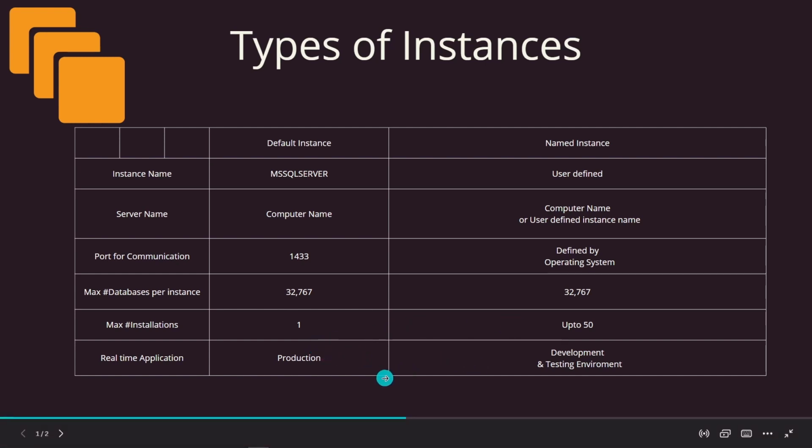So what are the applications across both, right? Your default instance is used generally for production purposes, and the named one is used for development and testing environments.